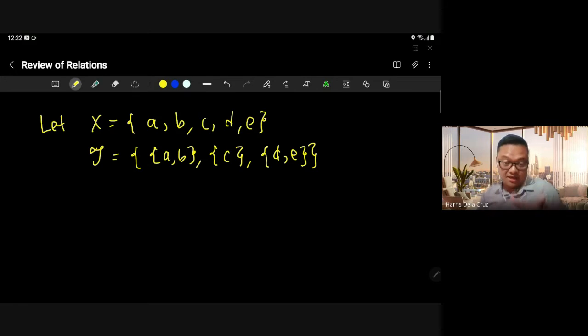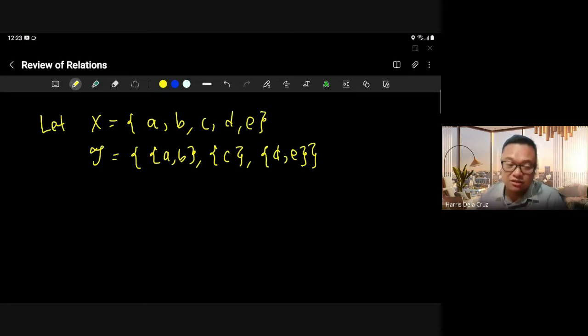So, let's consider the partition AB, C, and DE. And this is not the only partition of X. There are other partitions. Well, since the set is finite, there must be a finite partition. Pero there are other partitions of X. For example, the set containing A, the set containing B, the set containing C, and D, and E. So it's a partition. So this is one of the many partitions of X.